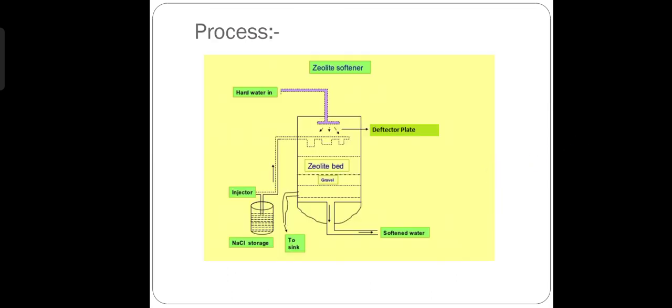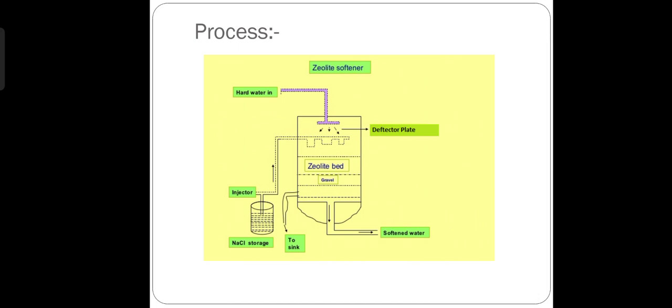Now coming to the process of zeolite. Now this is the diagram where the zeolite softener works. Okay, it is cylindrical, tapered at the bottom, with the inlet entering from the top here. Now the inlet water carries hard water and it connects with the deflector plate. The deflector plate is connected at the top of the zeolite softener. Now what is the function of the deflector plate? The deflector plate distributes the water evenly on the surface of the zeolite bed.